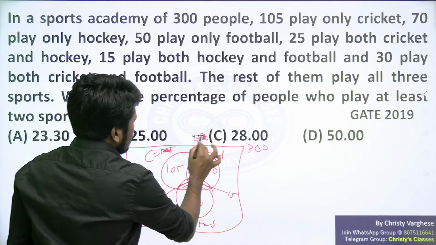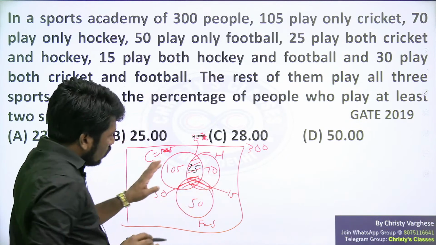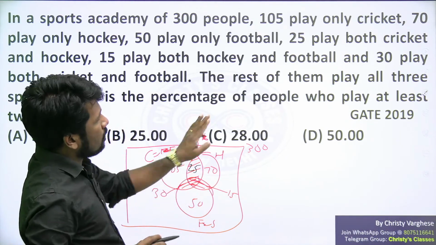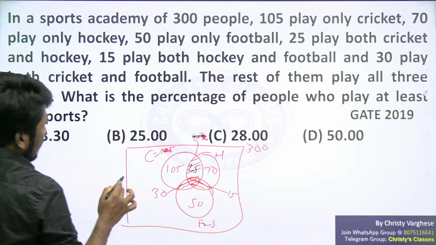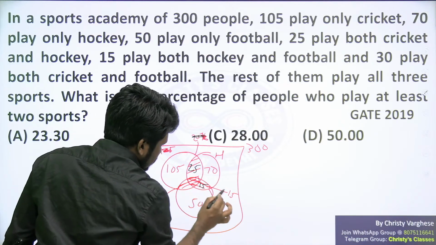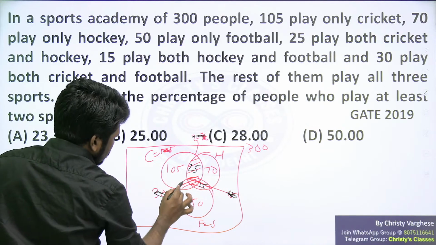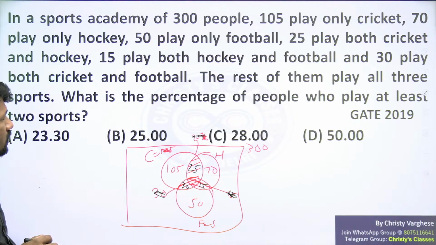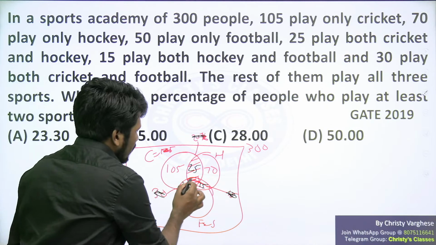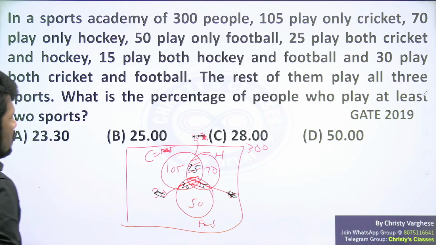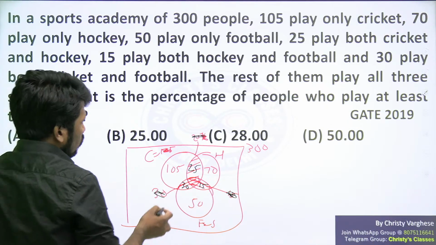What I told, this 25 should be here. Cricket and hockey only playing people is 25. 15 play both means this part is 15, not this. And 30 play cricket and football means this is 30. Did you all understand this much? And this remaining will be x.